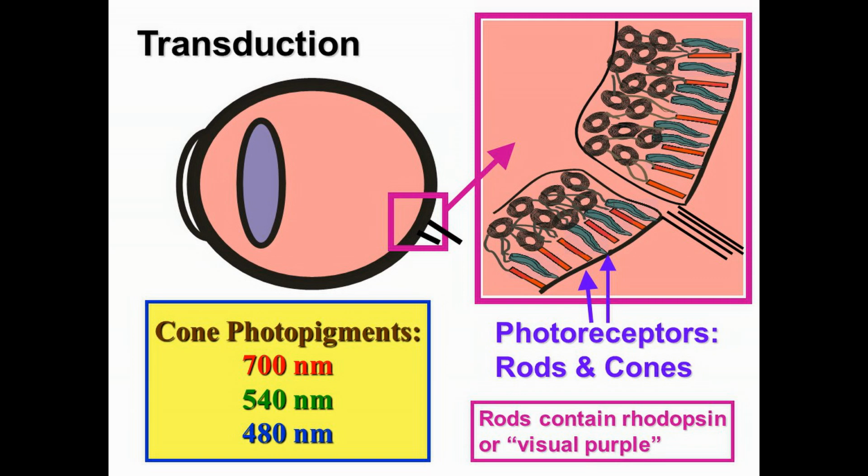I'm not going to ask that you memorize 700 nanometers, 540 nanometers, or 480 nanometers, but I do want you to know that these are often considered to be the 3 primary colors. Red is long wavelength, green is medium wavelength, and blue is short wavelength light. I should also mention that the fovea of the eye is rich in cones, and so the fovea is not just important for high acuity vision, highly detailed vision, but is also important for color vision.